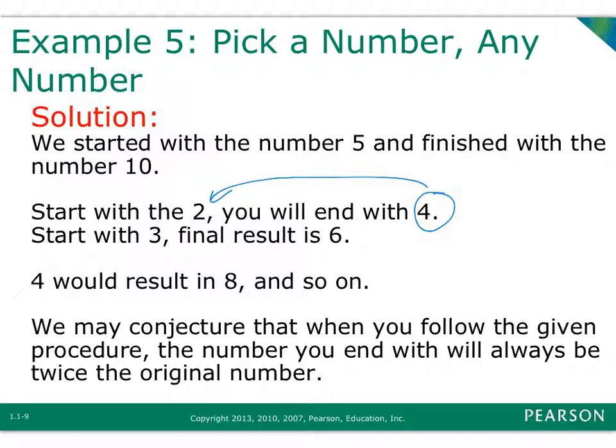Now, if we started with 3 and we did the same process, we'll end up with 6, and so forth. So, in some cases, we may conjecture that when you follow the given procedure, the number ending will always be twice the original number. So that is our conjecture.